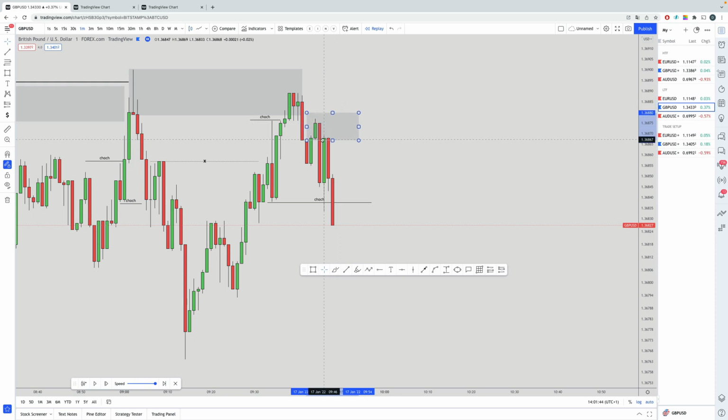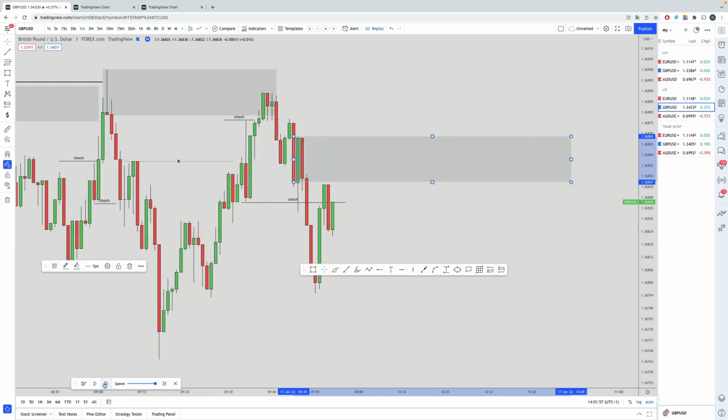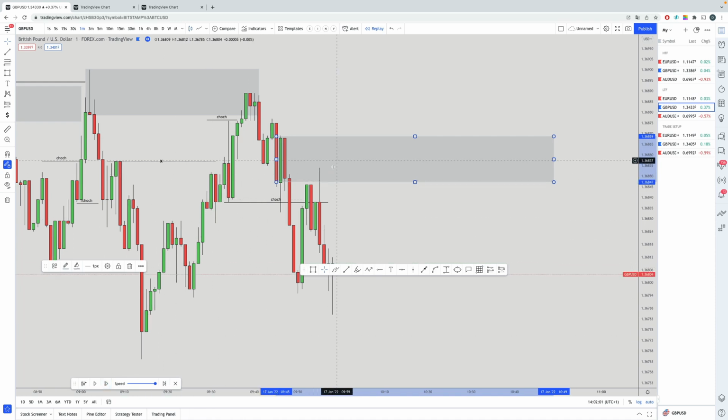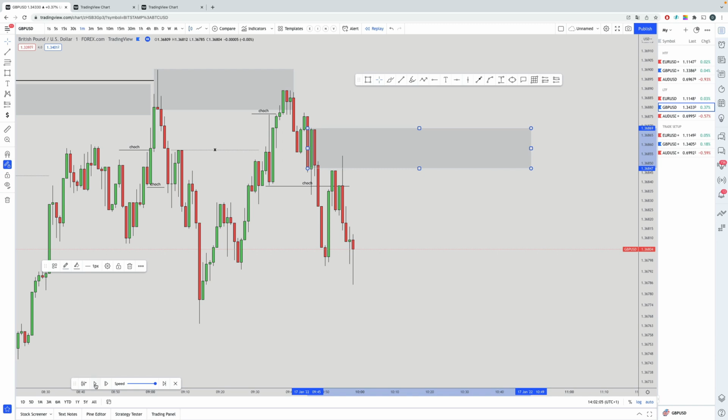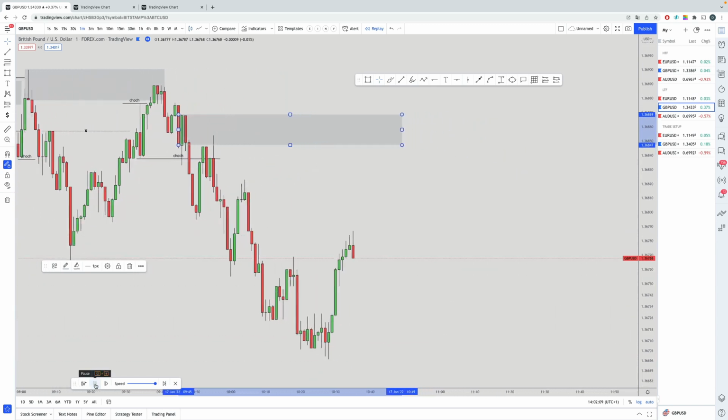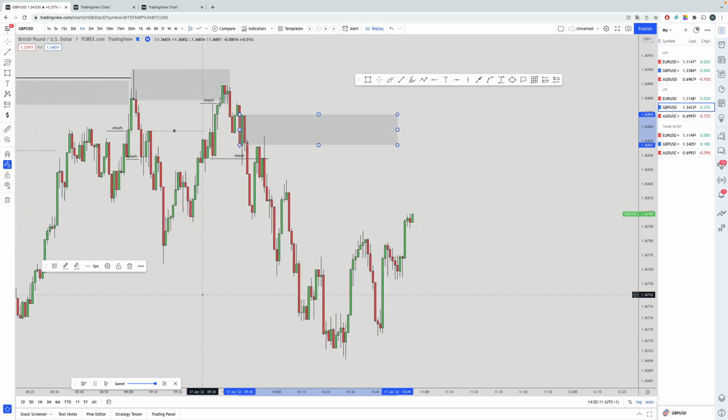And this is not this one because this one is mitigated as well. I'm going to use this one. This is not mitigated yet, okay? So this is still a fresh level of supply. And I'm going to wait for price to tap into it, and then I'm going to use my entry. Boom. That's my entry. And I'm in the supply zone. And then we're going to push lower and lower and lower.